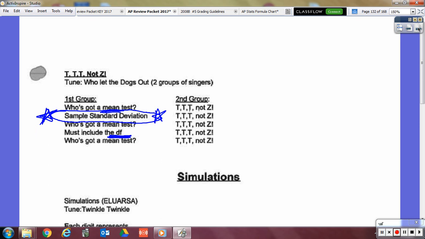So who's got a mean test? Who's got a mean test? T, not Z. Sample standard deviation. See, it's in the song. Sample standard deviation. T, not Z. Who's got a mean test? Must include the DF. T, not Z. All right. So there you go.